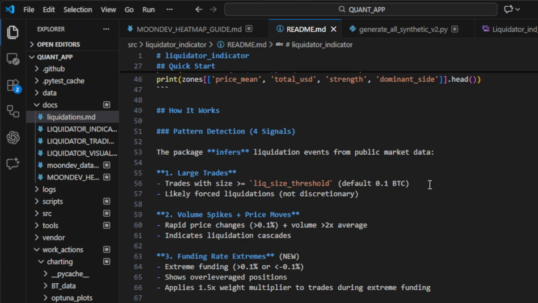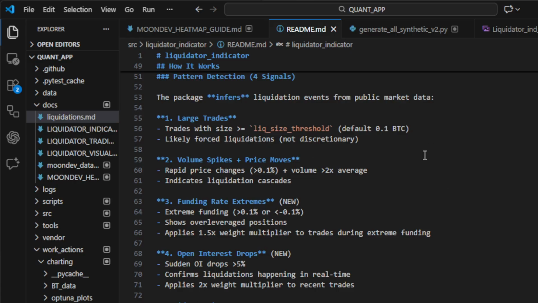That's my personal opinion. So the package infers liquidation events from public market data: large trades, volume spikes and price moves, funding rate extremes.